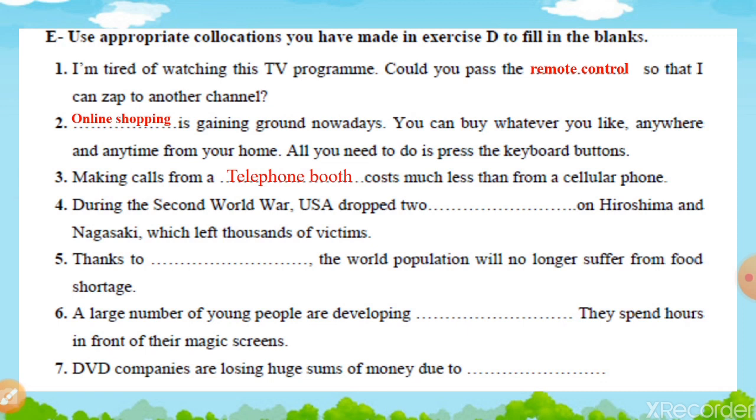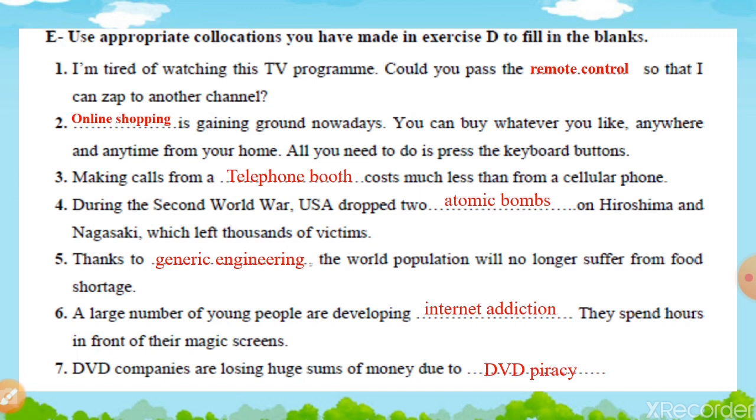4, during the Second World War, USA dropped 2 atomic bombs on Hiroshima and Nagasaki, which left thousands of victims. 5, thanks to generic engineering, the world population will no longer suffer from food shortage. 6, a large number of young people are developing excellent internet addiction. They spend hours in front of their magic screens. Finally, DVD companies are losing huge sums of money due to DVD piracy.